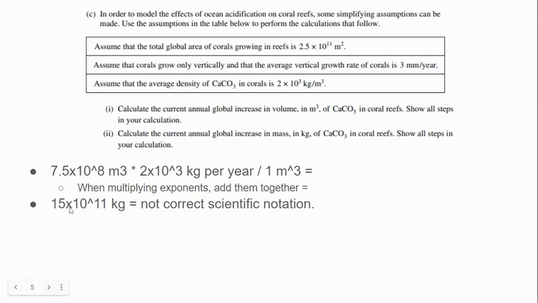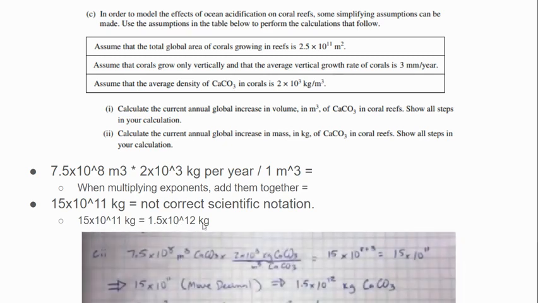The only problem is this can't be our answer because this is not correct scientific notation. We need one whole number and then a decimal. So if we move the decimal over 1, we're in fact adding a number to the exponent. So instead of 10 to the 11th, it'll be 10 to the 12th. 15 times 10 to the 11th kilograms is equal to 1.5 times 10 to the 12th kilograms, and that's our correct answer.